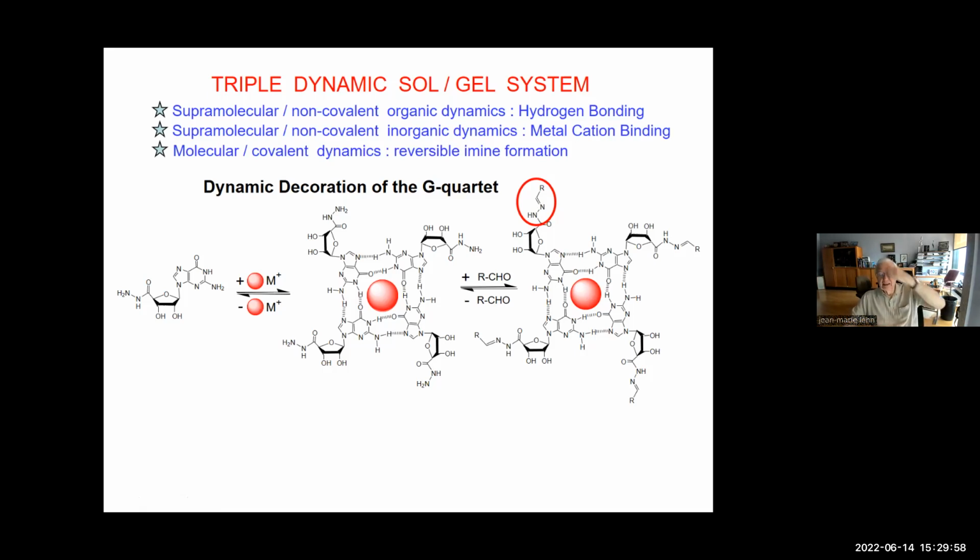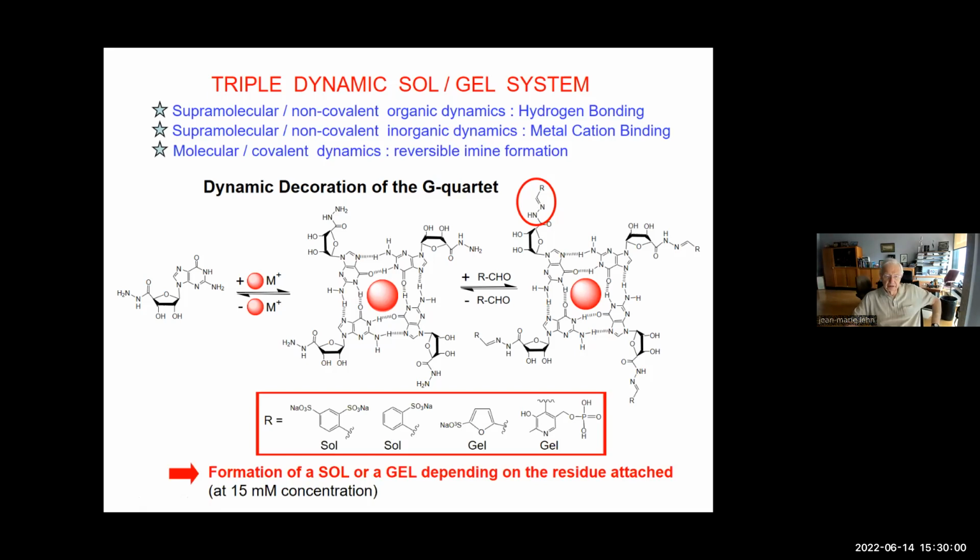Then by investigating different types of aldehydes, we found out that some of them, like the benzaldehyde, disulfonic benzaldehyde, or the monosulfonate, transform the gel into a solution. In other words, if at a given temperature, at a given concentration, you get a gel, the addition of these sulfonamides, making this outside imines here, makes the gel dissolve. That means it transforms the gel into a solution.